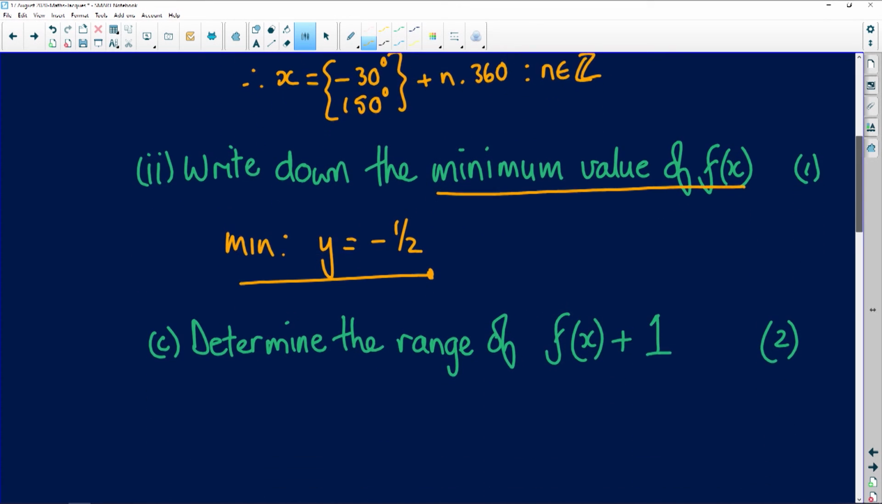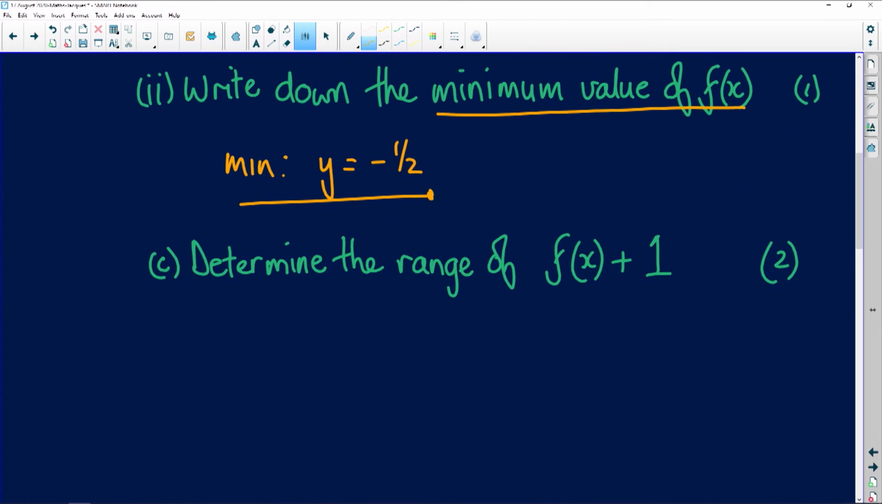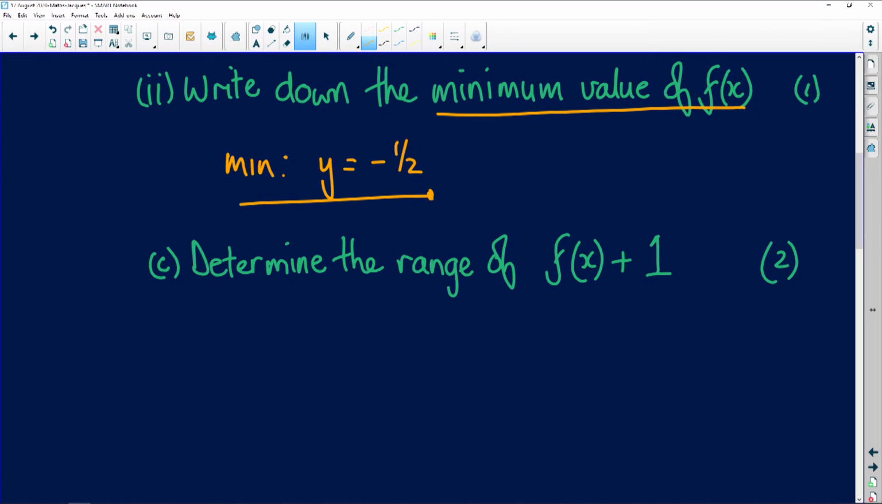Okay, so you should know your graphs like that. You know your graphs like you know your name and your surname, the critical points on the graph, so you can just move away based on what they've asked you. Like in the next one, they ask you, determine the range of this function plus 1. So what happened here? This plus 1 is a vertical translation of 1 unit upwards.